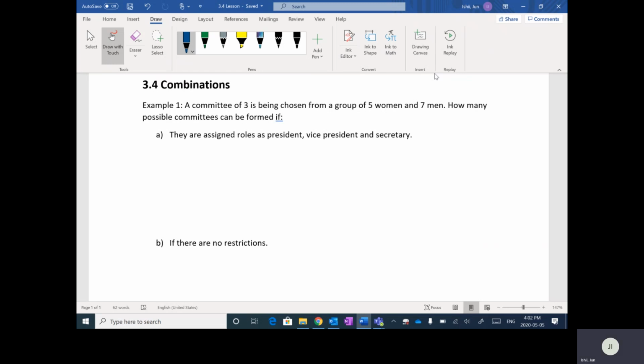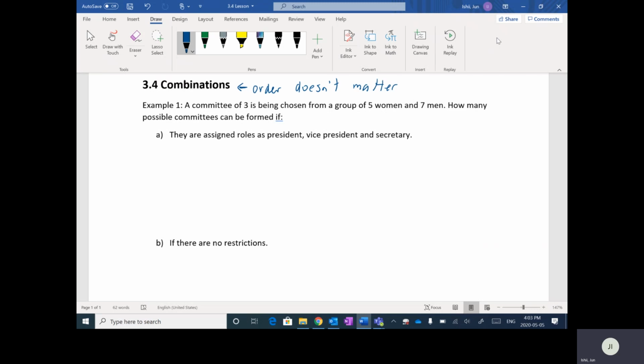So the important difference between combinations and permutations is that in combinations, the order doesn't matter. I'm going to do my best here to explain the difference, because from my experience, differentiating between combinations and permutations is the most challenging part of this unit in general. All right, so let's go right into the example here.